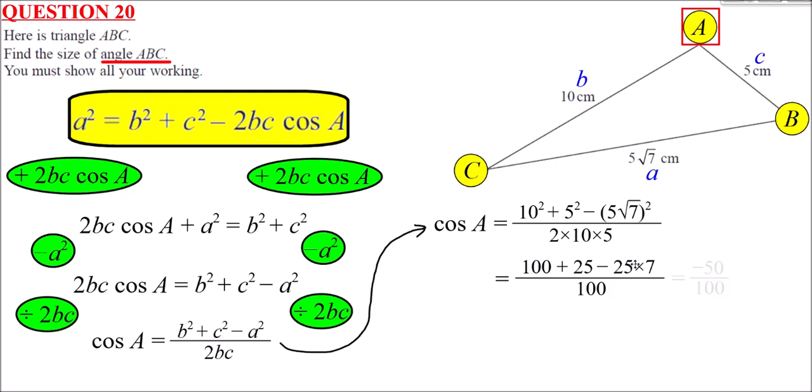So this fraction is the same as minus 50 over 100, and that of course simplifies down to minus a half, or minus 0.5 if you prefer. Now this isn't to say that the angle is minus 0.5, it means that the cos of that angle is minus 0.5.